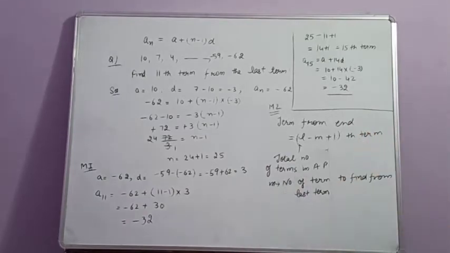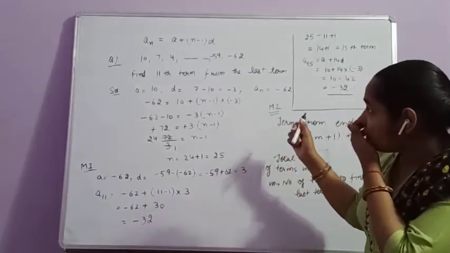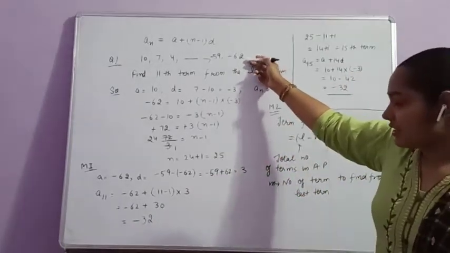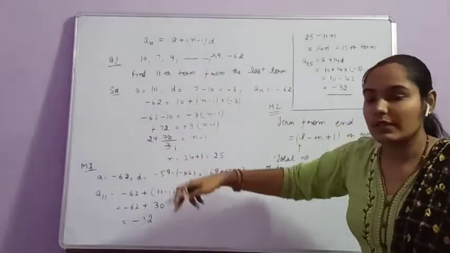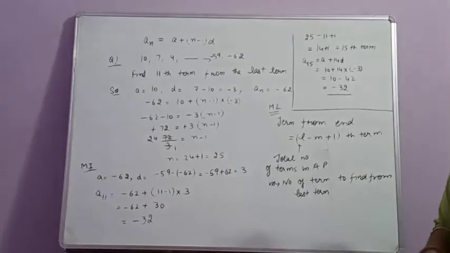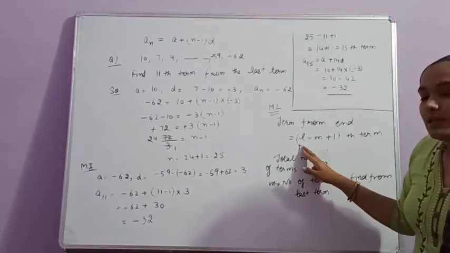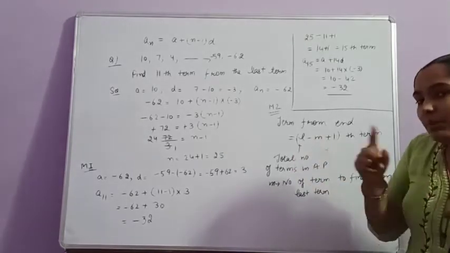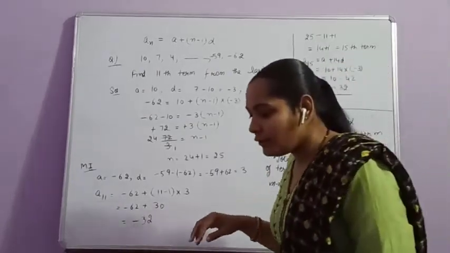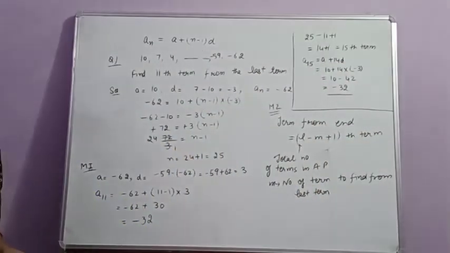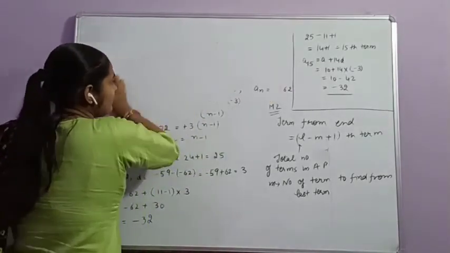You can use any method here. The first method is we take the last term as the first term and d will be changed. Then the term which we have to find out is the 11th term from the starting. Now in the second method, the formula is L minus M plus 1. L is the total number of terms in the AP, M is the number of the term which we have to find out, plus 1, and that will be the term from the end of the AP. Clear? Next question.